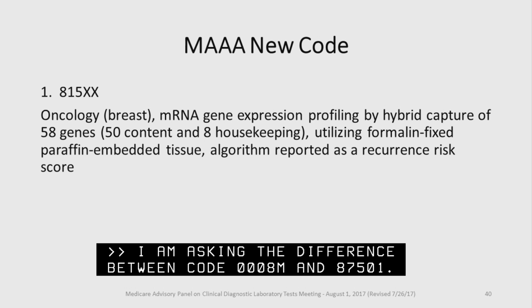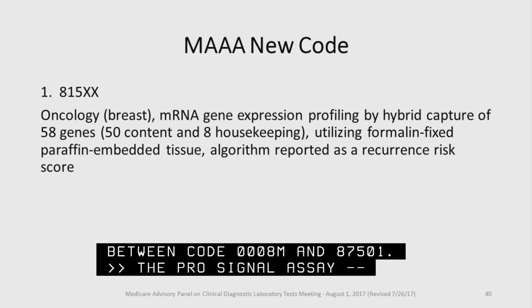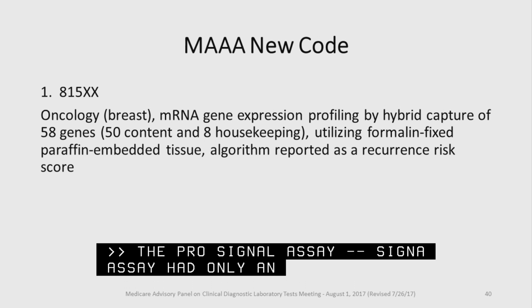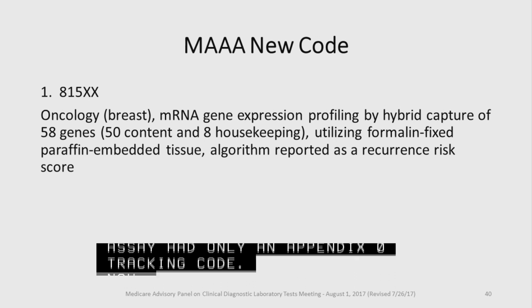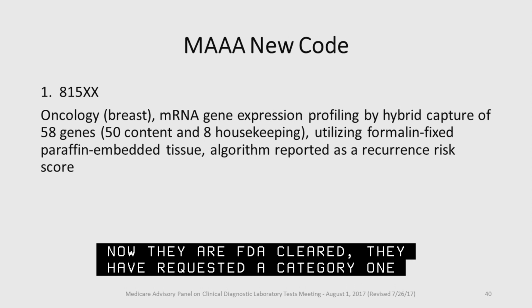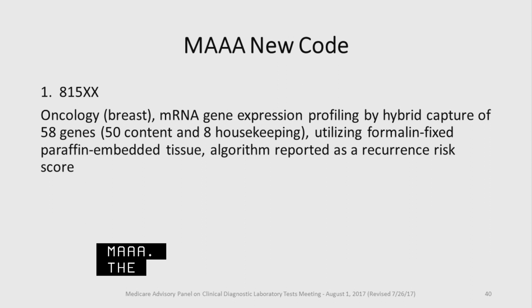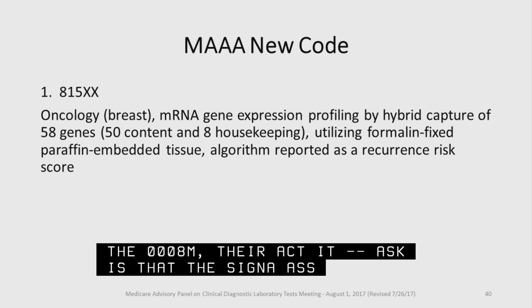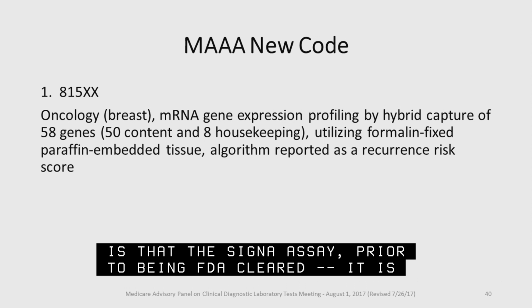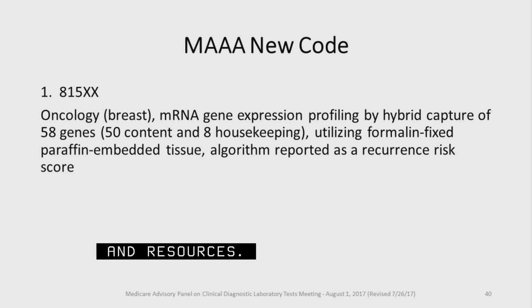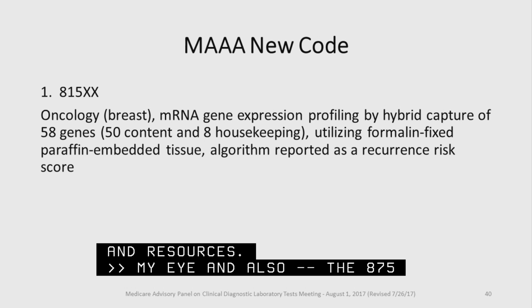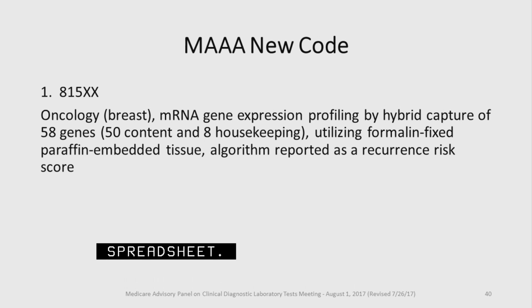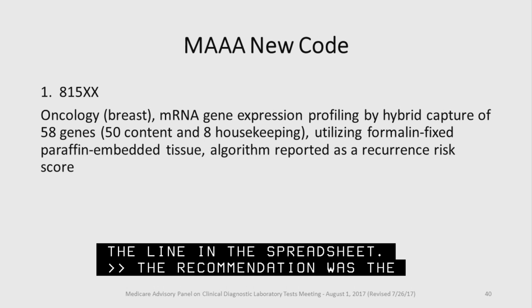So the Prosigna assay had only an Appendix O tracking code. Now that they are FDA cleared, they have requested a Category 1 MAAA. So 0008M is the Prosigna assay prior to being FDA cleared. So it's the exact same assay and the exact same amount of work and resources. May I add also, this is Vicki Basowski, 87501, I think we've got a typo in the spreadsheet. That's actually an infectious disease agent molecular test. So I think we have something off in the spreadsheet. So the recommendation was 0008M, and the other one is that we've got something wrong with the spreadsheet.